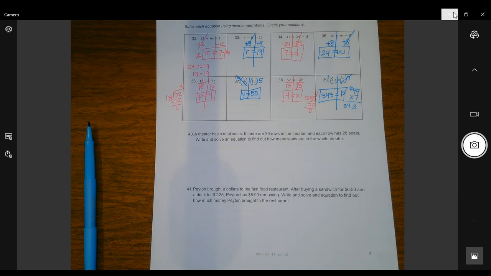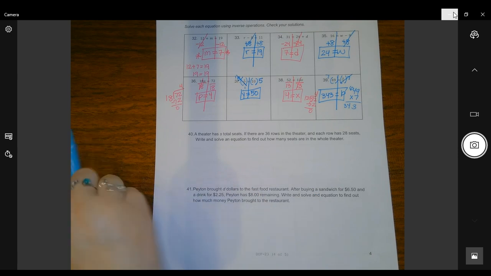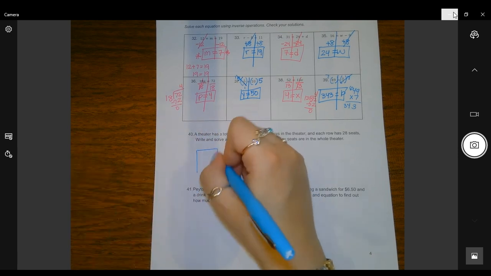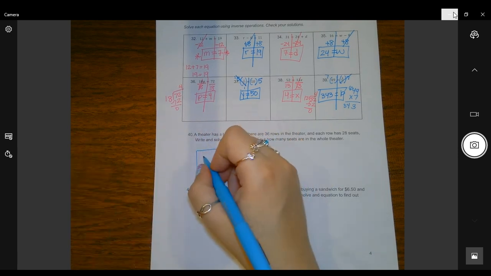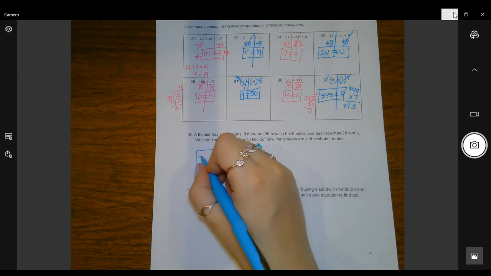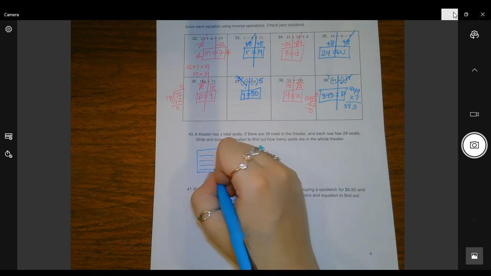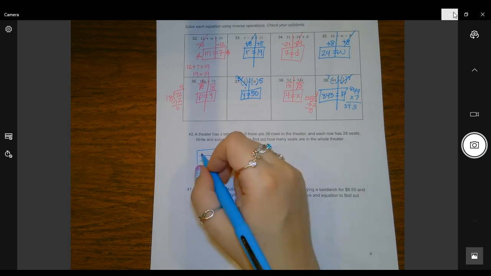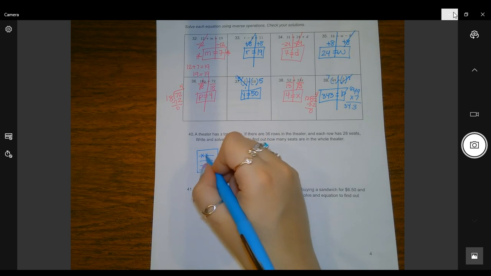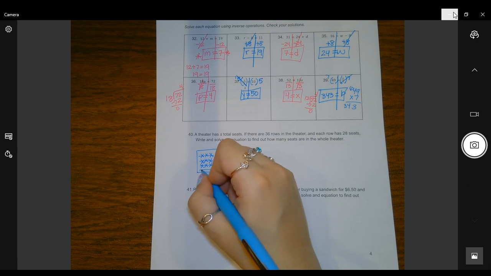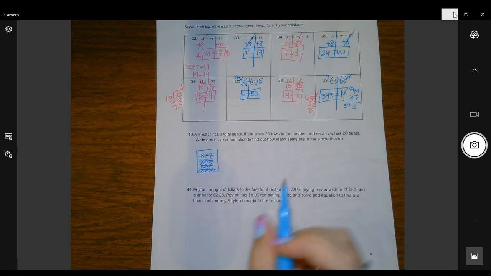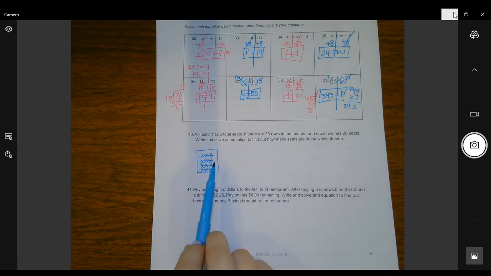Okay, so kind of maybe like draw a little image here and let's like dumb it down a little. Let's say we have like 4 rows. 1, 2, 3, 4 rows. And let's say there's like 3 seats per row. 1, 2, 3. 1, 2, 3. What would you do to find the total number of seats?